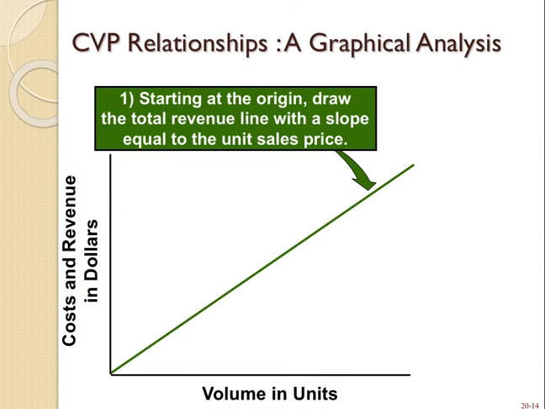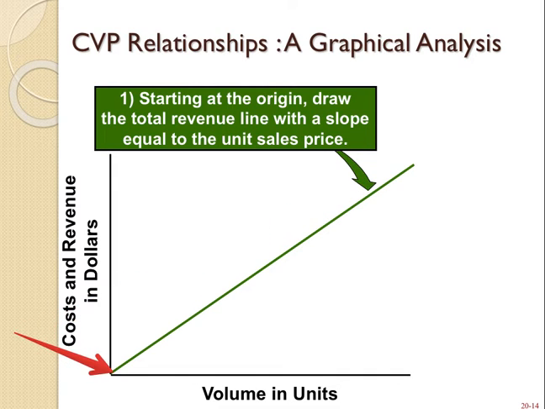All right, so here is yet another graph. And again, on the horizontal axis, you're going to see volume in units. And then on the vertical axis, you're going to see the dollar amounts. And in this graph, we're going to graph both costs and revenue. So the first green line you see here is our sales line, or revenue. So this is our sales dollars.